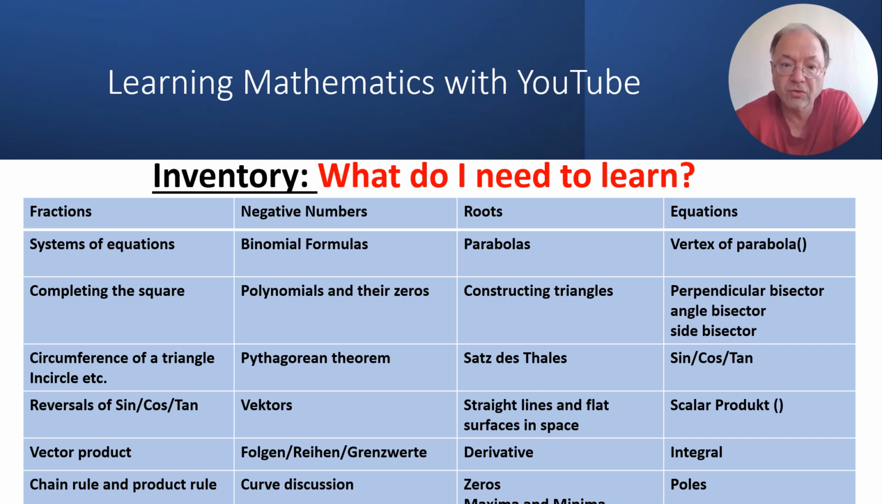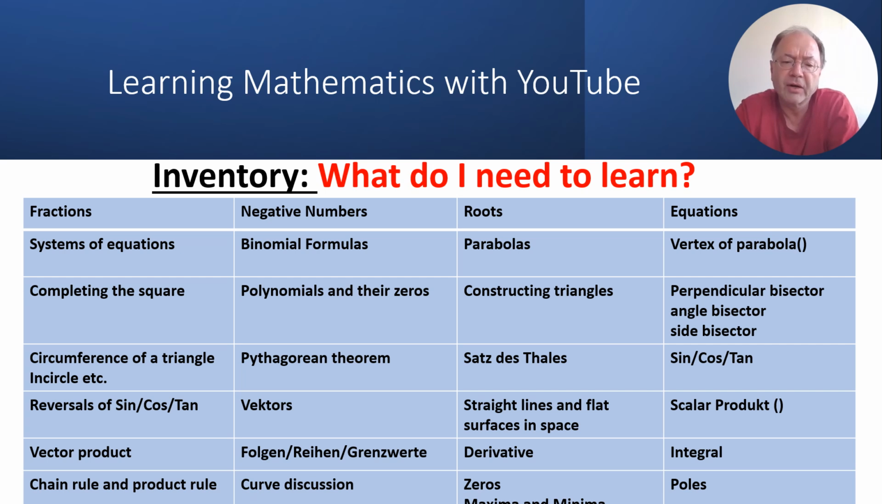Polynomials and their zeros, especially there are some words to say about higher polynomials than quadratic. Constructing triangles, perpendicular bisector. That is, if you have the side of a triangle, to take it in half and then to make a bisector there. Angle bisector, to cut an angle in half. Side bisector. These are typical lines at a triangle and you should know them.